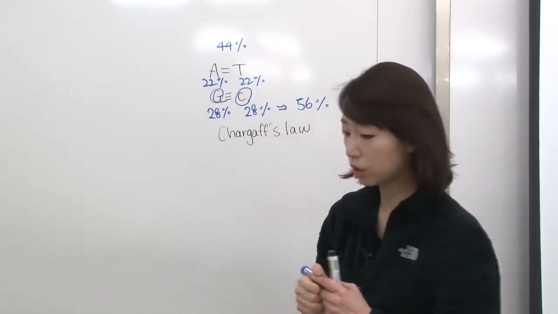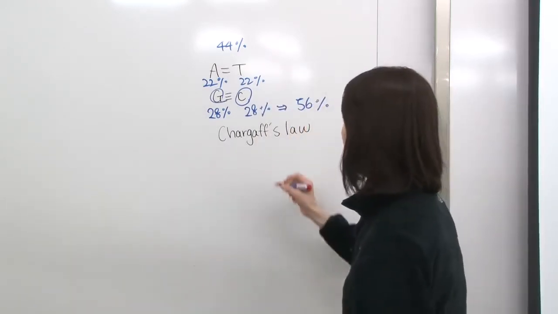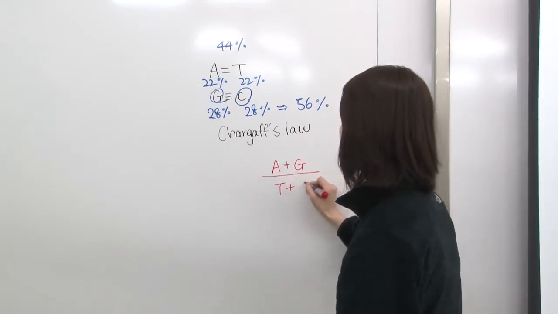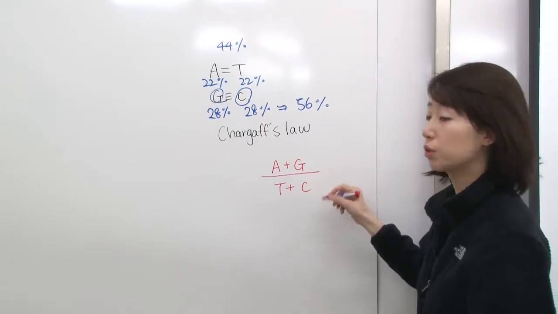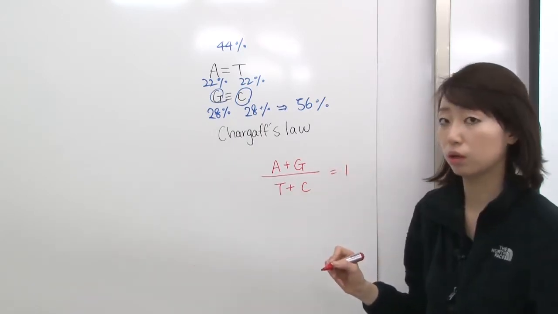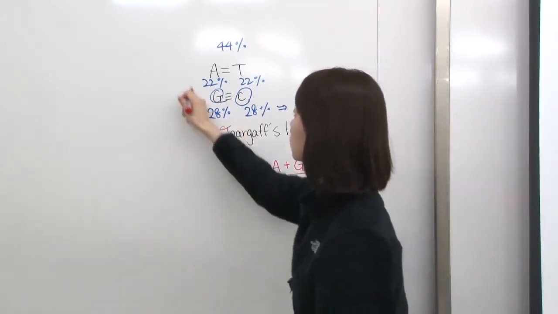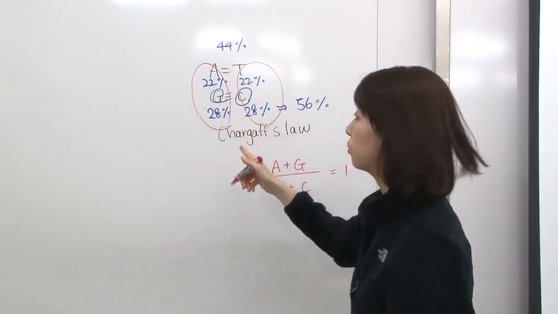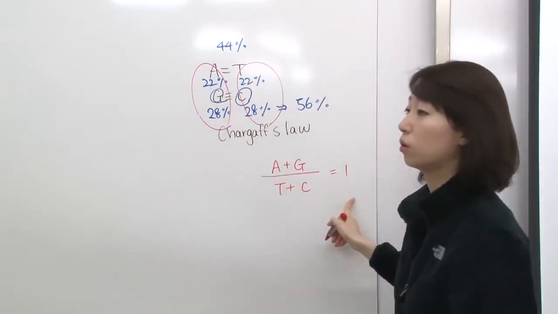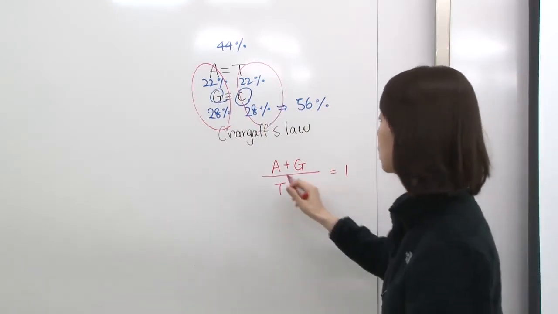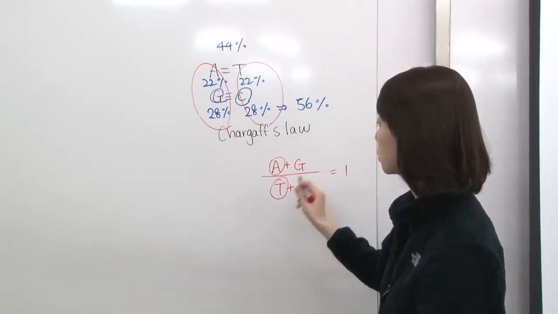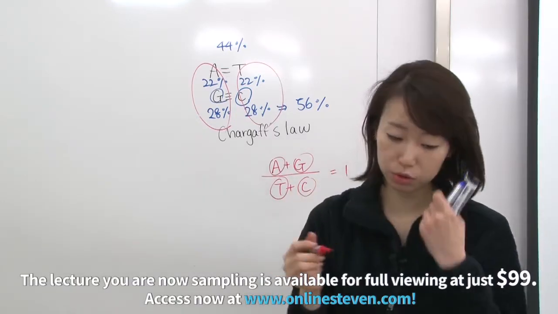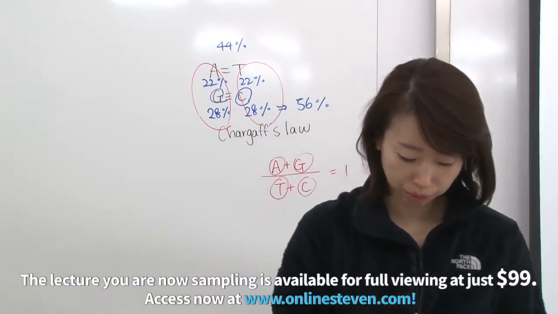So according to Chargaff's law, it says A plus G over T plus C. If you get the ratio between these two, it should always equal 1. So if you add up these two, it should be 50, these two, 50, and if you get the ratio between these two, it's always 1. This is true because these two have the same percentage and these two have the same percentage, because these are complementary to each other. So the answer is B.